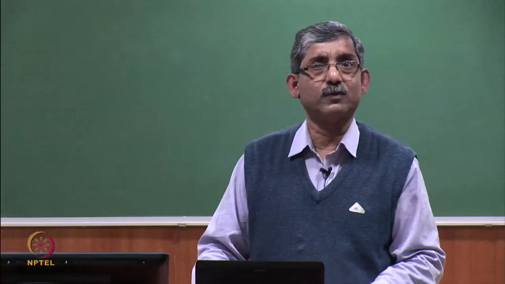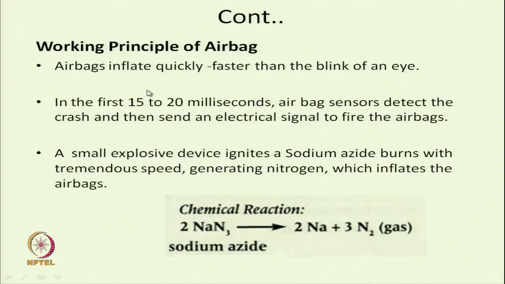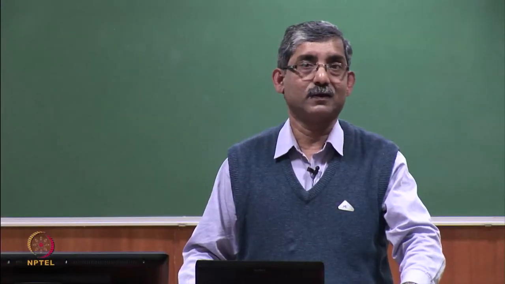Now, if we see the principle of the airbag, the airbag inflates at a very fast rate. In the first 15 to 20 milliseconds, the airbag sensor detects the crash. First it detects the crash, then it sends an electrical signal to fire the airbag, and one small explosive device ignites the sodium azide, which burns at tremendous speed. After ignition the chemical reaction takes place and generates nitrogen gas. This nitrogen gas is used to inflate the airbag quickly and protect the passengers and drivers.